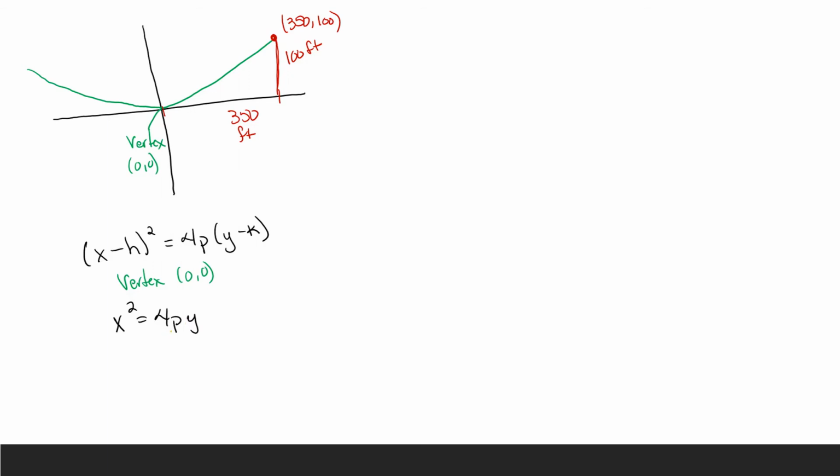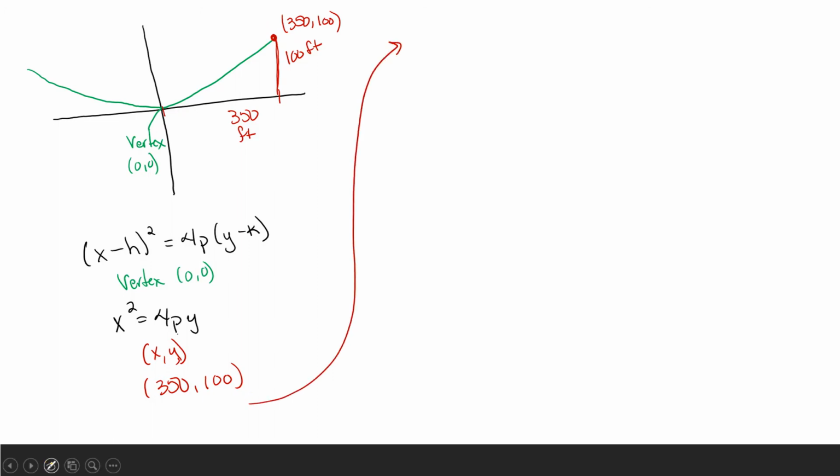Okay, so let's come up with the equation for this particular parabola, shall we? The one thing I don't have is this value for p. If I need an equation, I need the value for p in order to help me out. So, to find the value of p, I need to know an x and a y. Do we have an x and a y? Yes, we do. We have that point (350, 100), don't we? Which means our equation is going to look like 350 squared equaling 4 times p times 100, right?